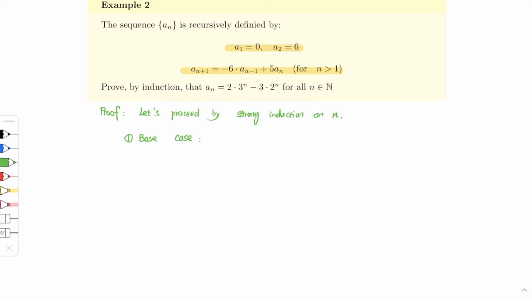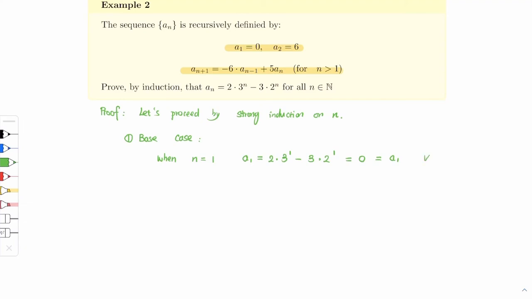Base case, when n equals 1, you need to check if this matches your a1. So a1 equals 2 times 3 to the 1 minus 3 times 2 to the 1. That's going to be 6 minus 6, which is 0, which equals a1. That's given, so this is good.